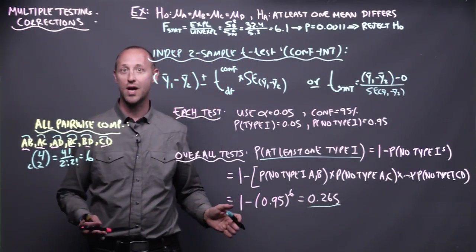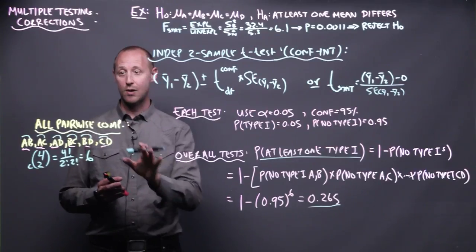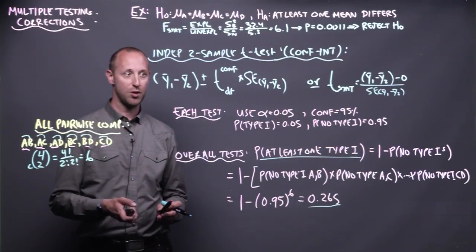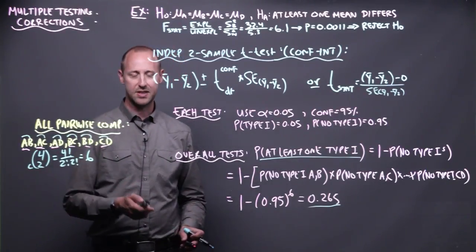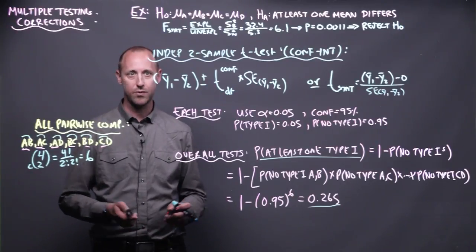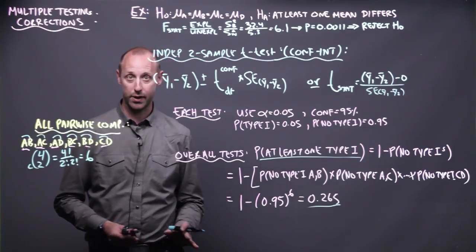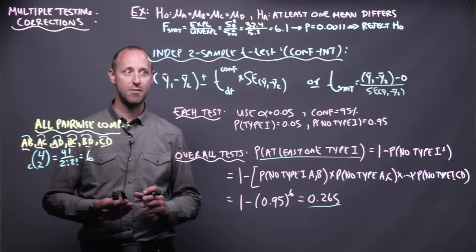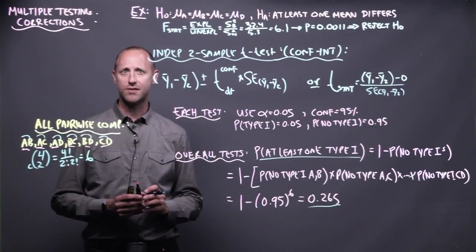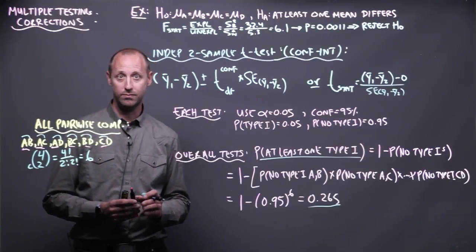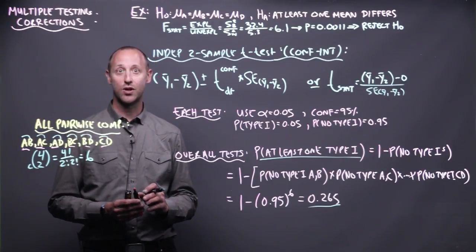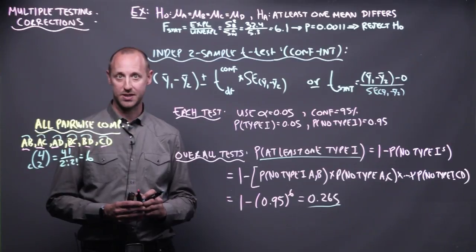Okay, so you can see how our type 1 error rate has inflated a lot with doing 6 comparisons, or multiple comparisons. So sometimes this gets called the family-wise error rate or other names like that. So what we'd like to do is learn how to control this type 1 error rate so it doesn't inflate to an extremely large value. There's lots of different possible corrections that we can do. What we're going to talk about is one called Bonferroni's multiple testing correction.